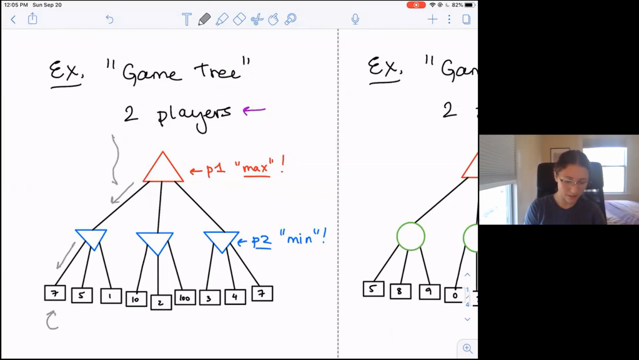So here, each of these lines that come out of any given node denote the actions. So here we have 3 actions that player 1 can take, and there's also 3 actions here that player 2 can take.